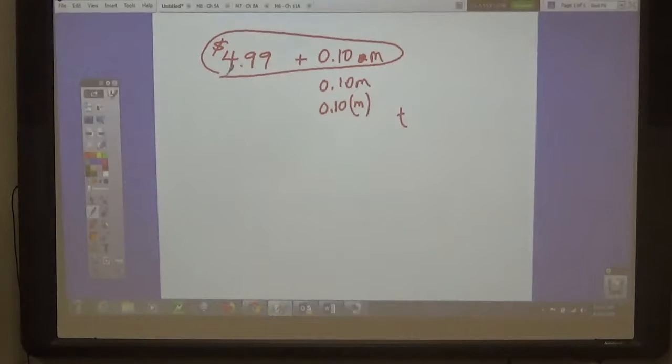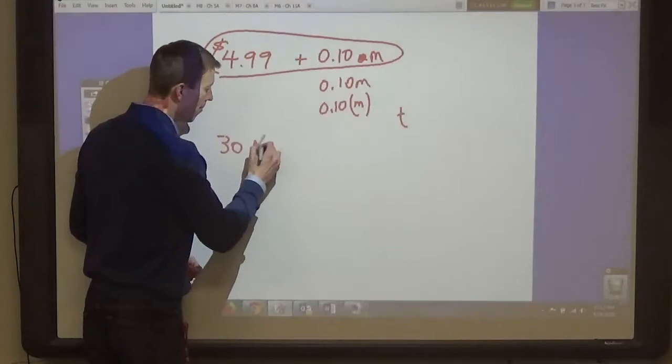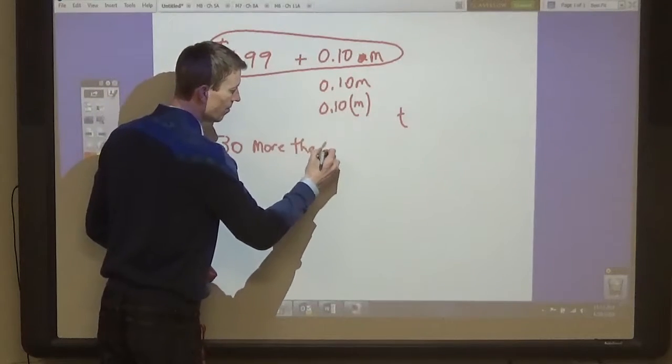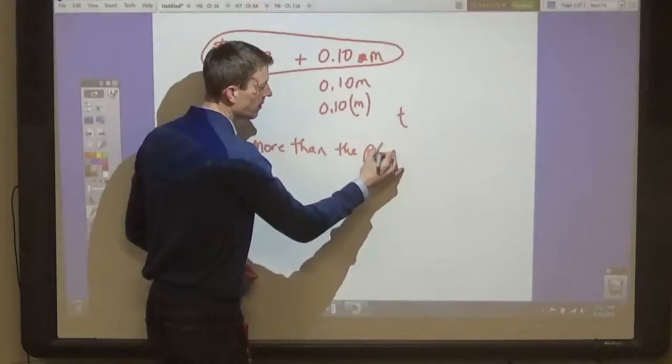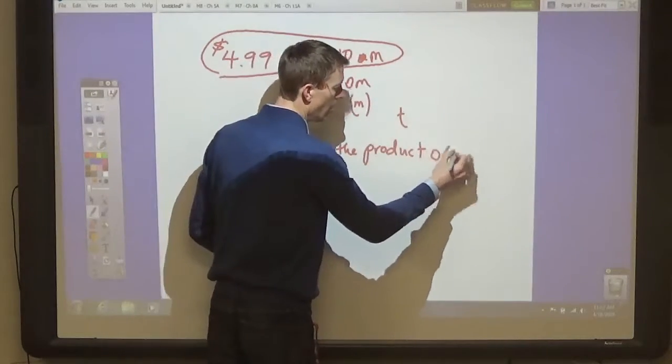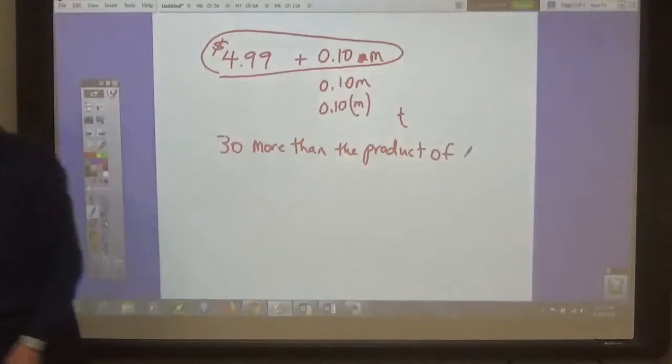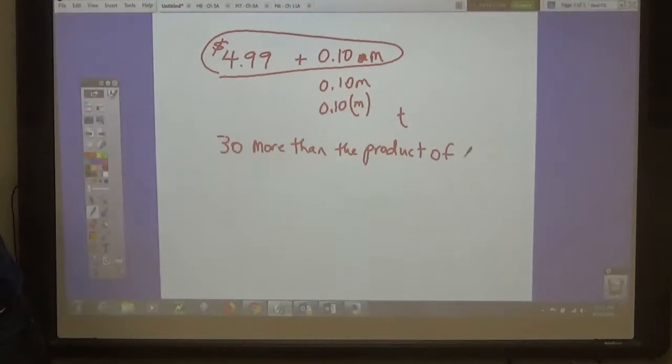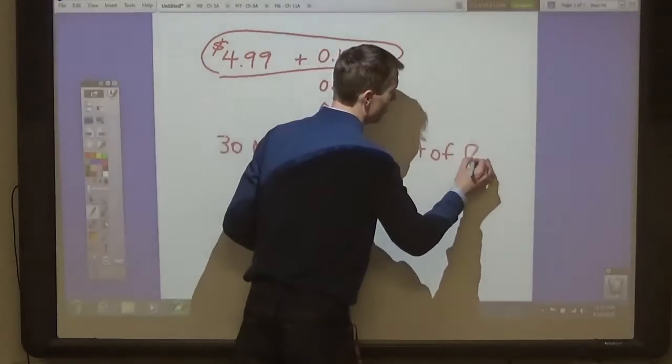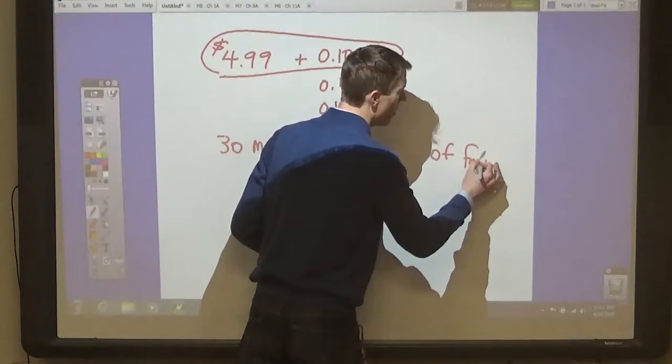Skip down to example 3. Since we covered the points for example 2 already, look at example 3. Write an expression for each word phrase: 30 more than the product of 4 and some number. 30 more than the product of 4 and, it just says some number.